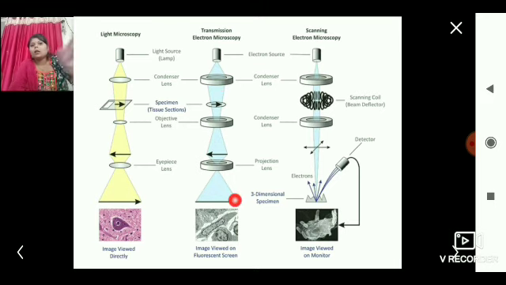This is how the components are arranged in the transmission electron microscope and the scanning electron microscope, comparatively with the light microscope. Now you understand the slight differences between them and how magnified the images are. See, the condenser lenses are highly magnified compared to those of the light microscope.